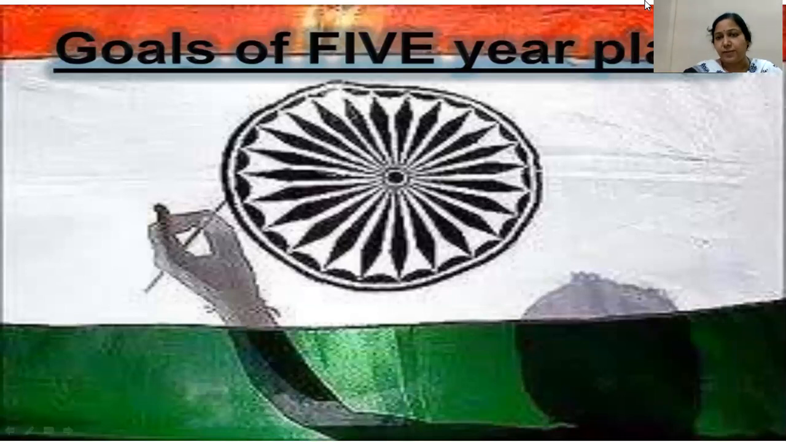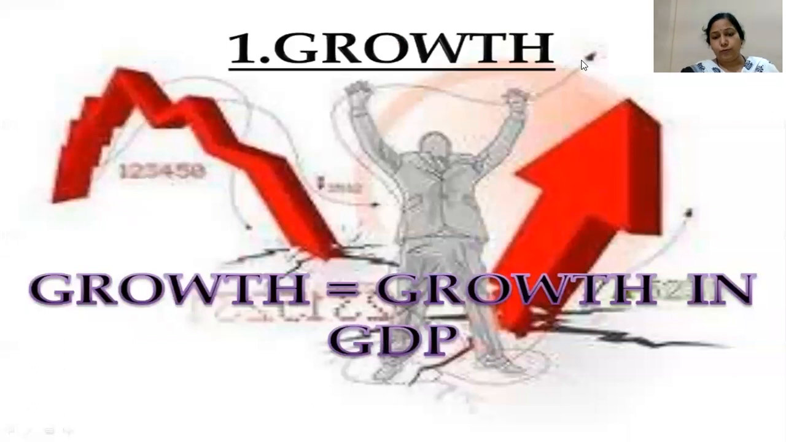First of all, we will discuss growth. Growth means growth in GDP in the country. The stagnation during the British rule forced the planners to make economic growth the first and foremost objective of the Indian plans. So, growth refers to an increase in the country's capacity to produce output of goods and services within the country.